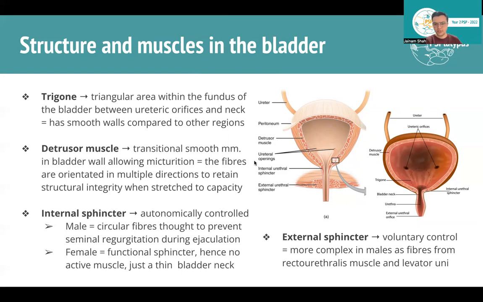The detrusor muscle, which is in the wall of this bladder, as you can see in both diagrams, is a transitional smooth muscle, and it allows micturition. So when the bladder is expanding, it'll be inactive, but when you need to void, it'll contract and constrict, and then allow that urine to be pushed through into the urethra.